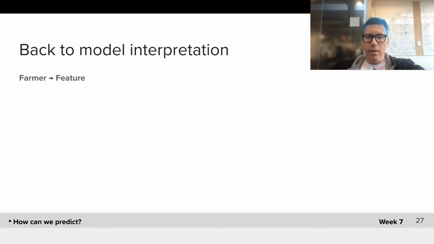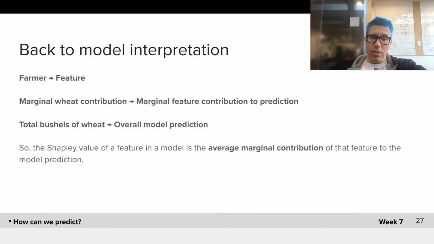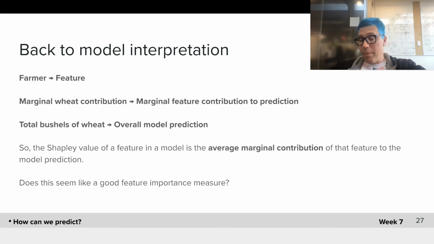Back to model interpretation. Now the farmer is what we call features here. So instead of marginal wheat contribution, we talk about marginal feature contribution to predictions. Instead of total bushels of wheat, it's overall model predictions. So the Shapley value of a feature in a model is the average marginal contribution of that feature to the model predictions. Does this seem like a good feature importance measure? Well, there's some people that are very happy about Shapley values, and some people are less excited about it.